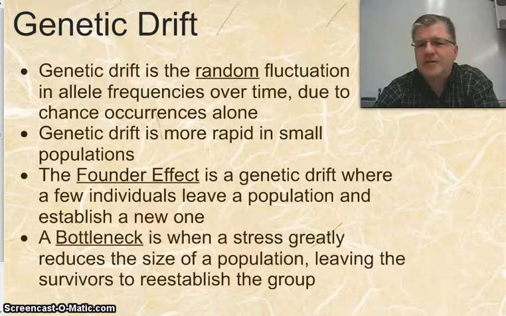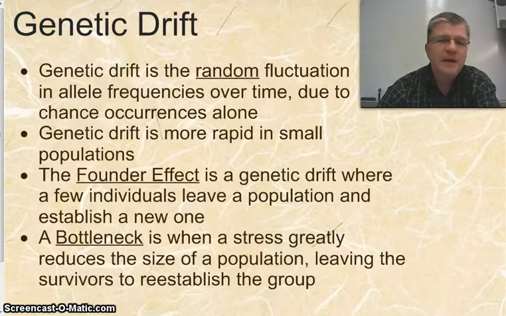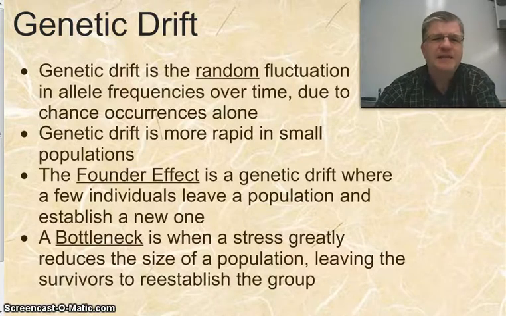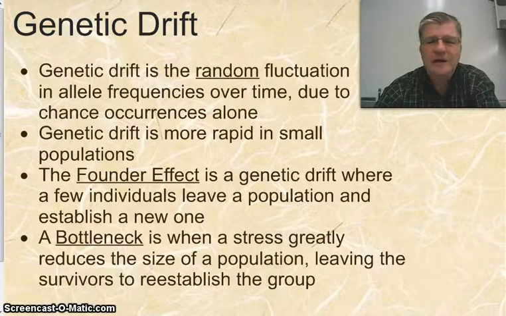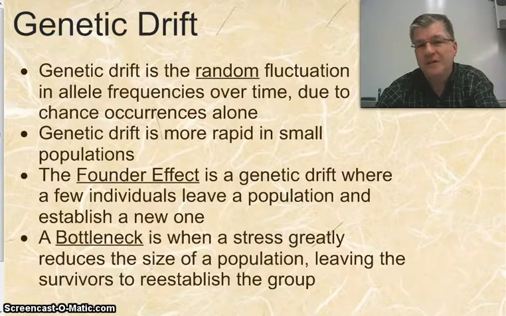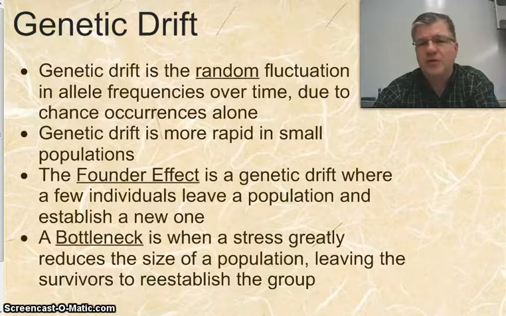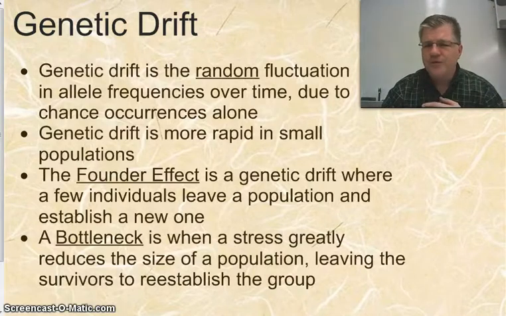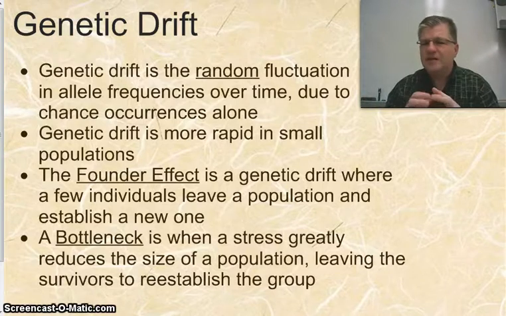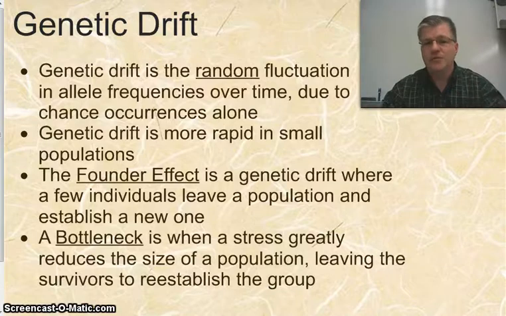Another type of genetic drift that's very closely related to the founder effect is something called a bottleneck. A bottleneck is when something really drastic happens to a population and most of the members of the population are killed off. This could be a natural disaster, a massive war, a disease, or a plague going through. If you reduce almost all of the members of the population down to just a very small amount, that small group is going to have a new allele frequency compared to the original larger group.